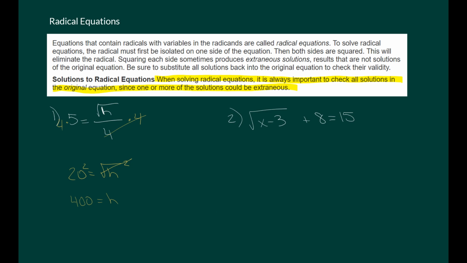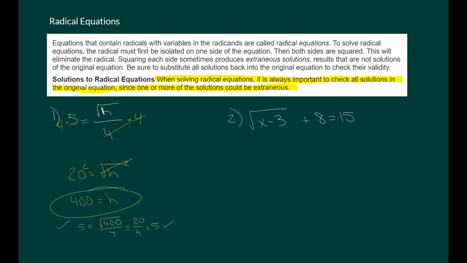So if I was to plug that back in, for the check, I'll get 5 equals the square root of 400 over 4. The square root of 400 is 20, over 4 is 5. So yes, that works. So my answer is 400.